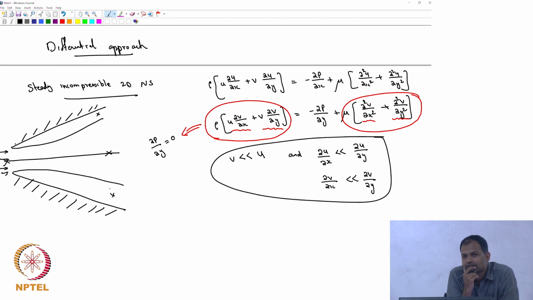This is in laminar, meaning laminar boundary layer.